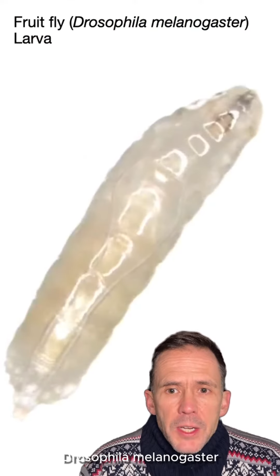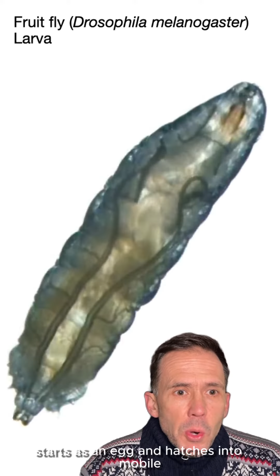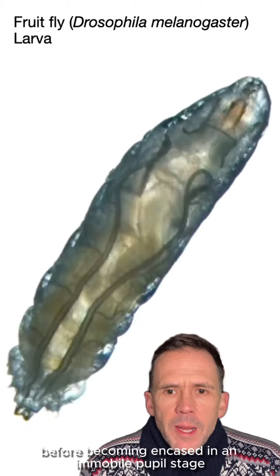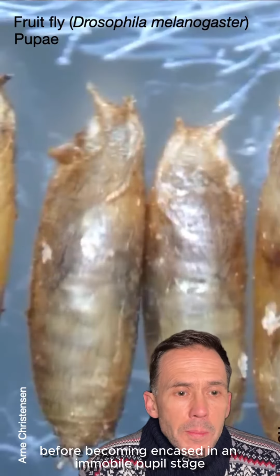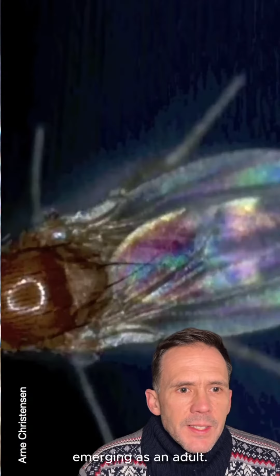Similarly, the fruit fly Drosophila melanogaster starts as an egg and hatches into mobile larval instar stages before becoming encased in an immobile pupal stage and undergoing a metamorphosis, emerging as an adult.